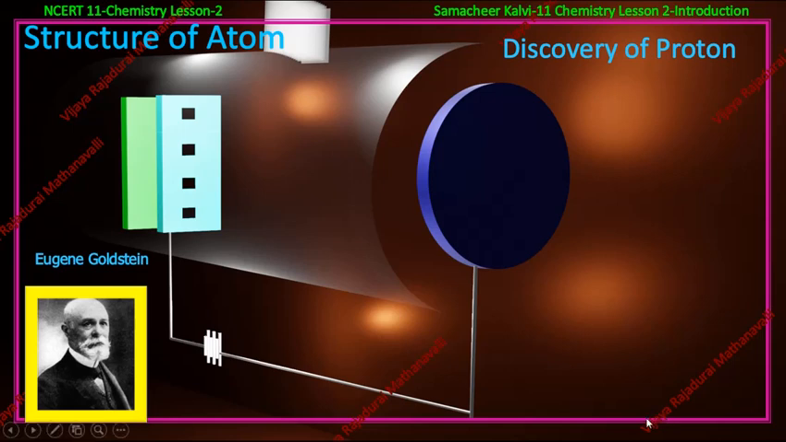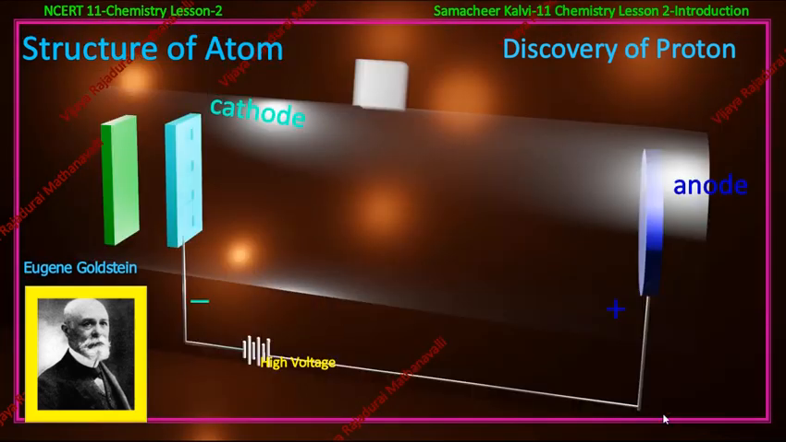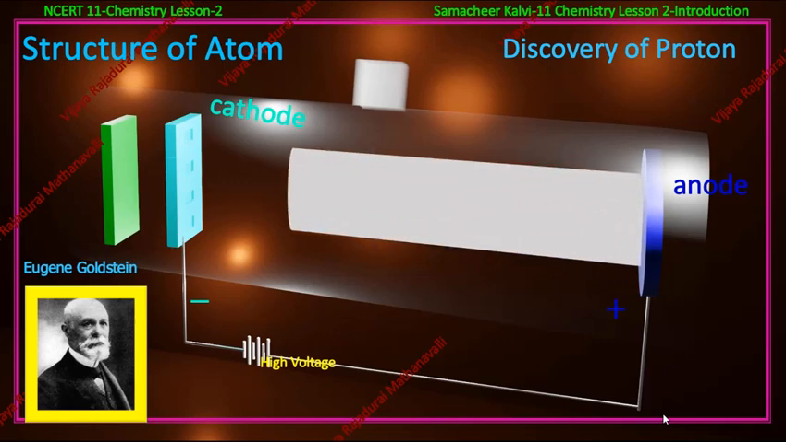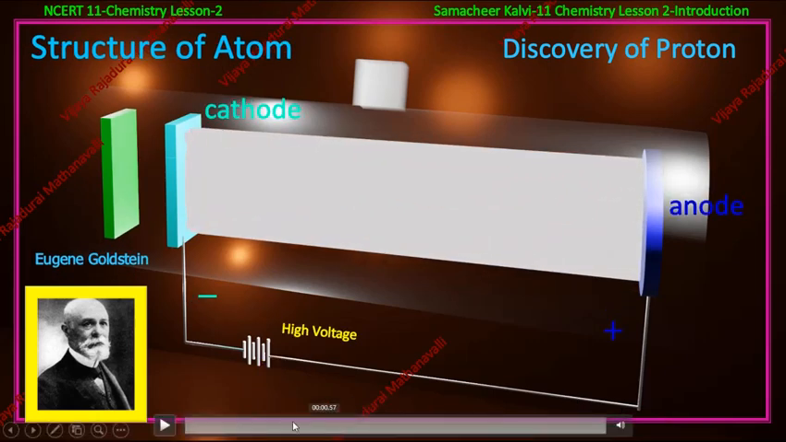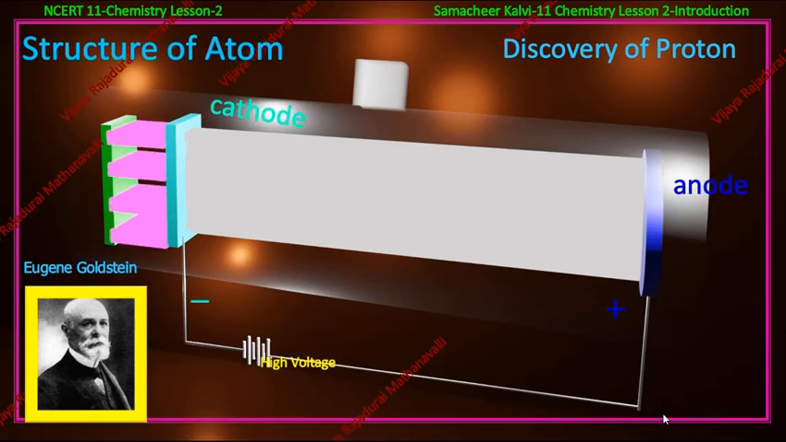Goldstein repeated the cathode ray experiment by using a perforated cathode and applying a high voltage under low pressure. He observed a faint red glow on the wall behind the cathode. Since these rays originated from the anode, they were called anode rays, or canal rays, or positive rays. Anode rays were found to be a stream of positively charged particles.